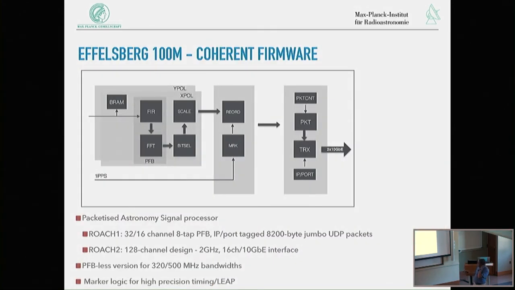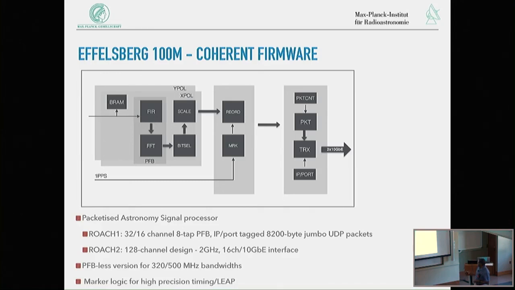This is how the firmware looks, the ROACH 1 firmware, which is a packetized astronomy signal processor originally from Berkeley by Terry Filiba, if I remember right. So the PFB stage, and then what we've done differently is we've put in the 1 PPS from the maser, and that generates a marker that is inserted into the data stream. Initially the firmware had some issues, and we found this was a satisfactory way to solve the synchronization problem. Then the marker data byte is detected in the processing stream, and that is used as an absolute timestamp.